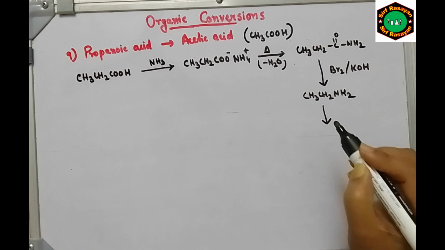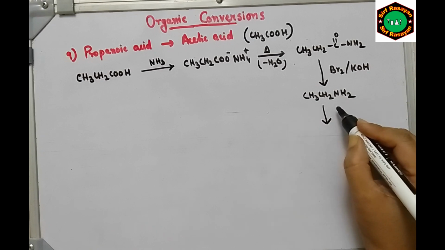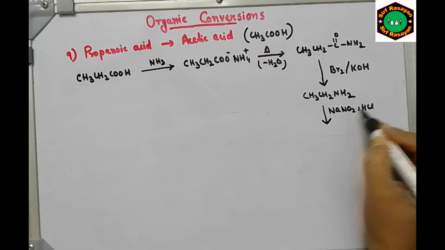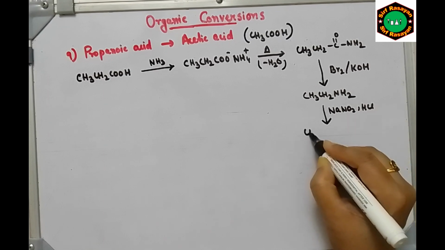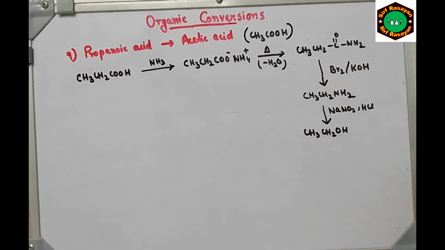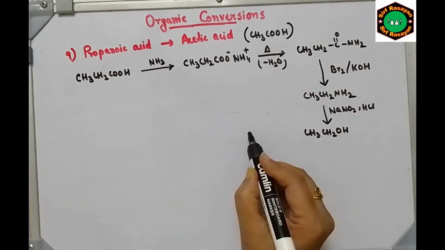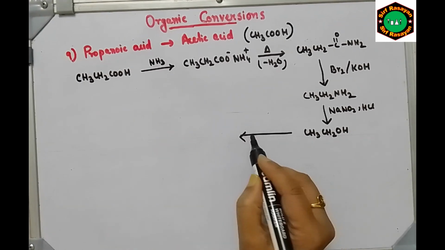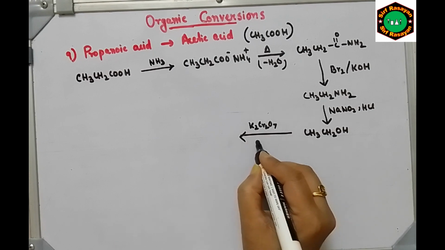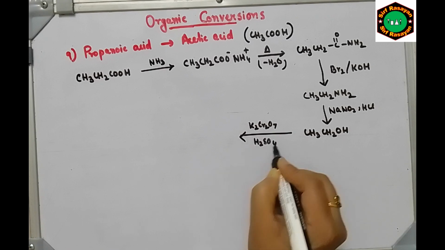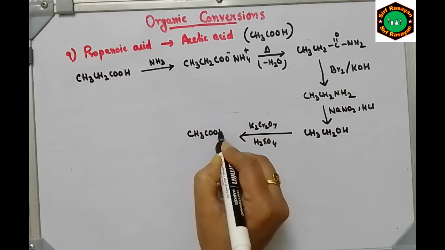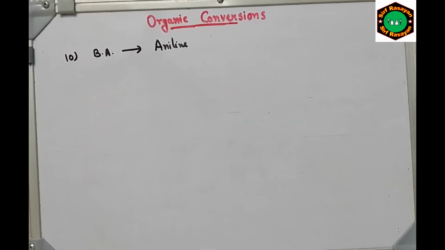So what we can do here? This is primary amine. If you treat it with NaNO2, sodium nitrite in presence of HCl, means with nitrous acid, primary amine gives this alcohol. This is primary alcohol. So we have to prepare carboxylic acid. So directly we can oxidize it with potassium dichromate in sulfuric acid medium. So what we will get? CH3COOH.